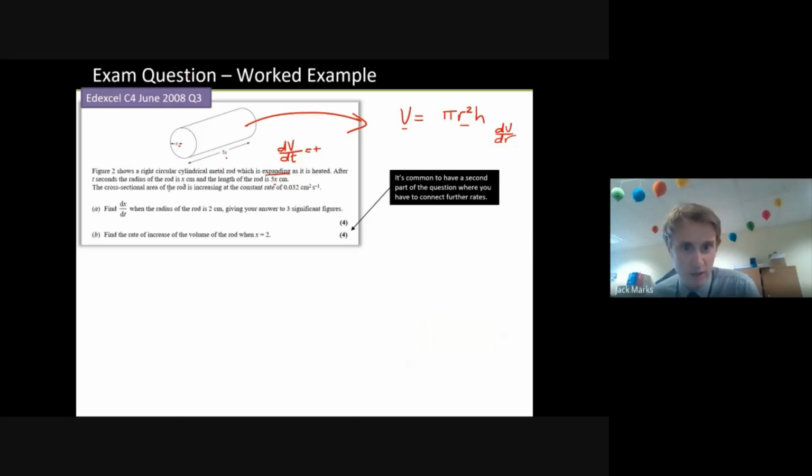The cross section is that bit there. Cross section is increasing at a constant rate. So the area of the cross section, as time is going on, is increasing. Increasing means it's a positive number, okay? So 0.032. You don't actually need the plus sign there. So that has given me this one here. And can you see the units support what I've just done? A and t.